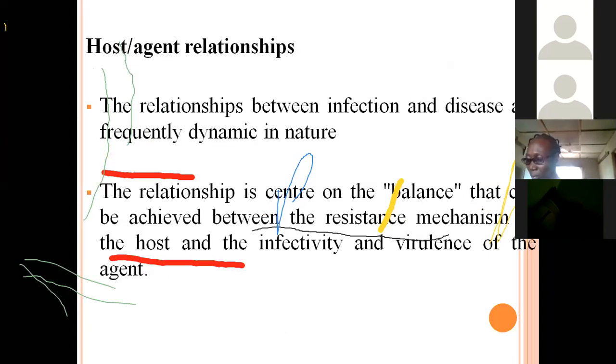So we want to quickly look at host-agent relationship. The relationship between infection and disease frequently is dynamic in nature. And the relationship is centered on the balance that can be achieved between the resistance mechanism of the host, and the infectivity and the virulence of agents. So there must be a balance so that before infection can occur in a host, the organism must be highly infective, and it must also have a high virulence rate.